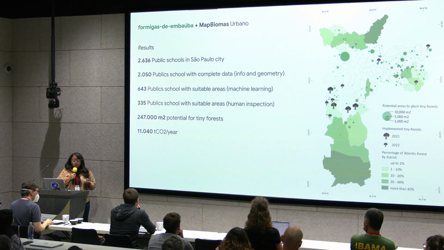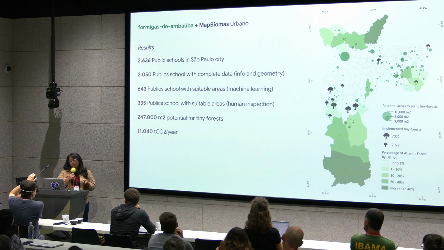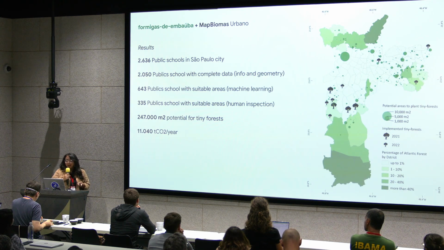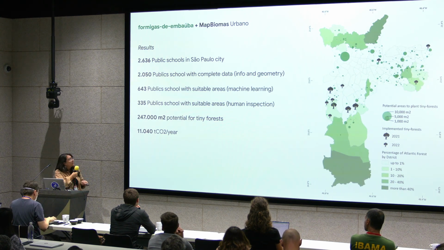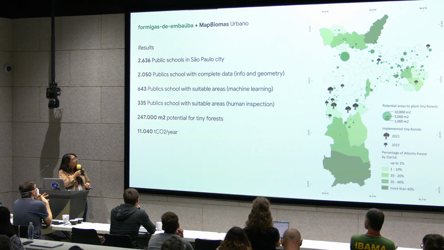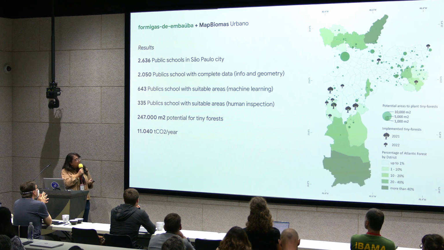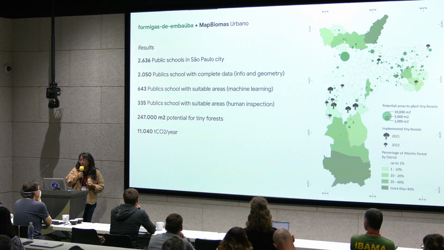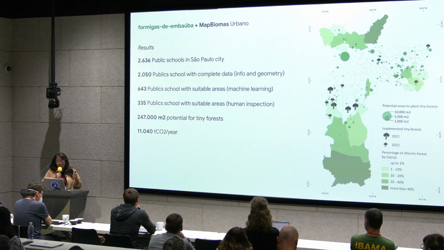Areas were also not validated because they have changed since 2021, or because they have another usage. We found 247,000 square meters for tiny forests, and this could lead to 11,000 tons of carbon sequestration per year.